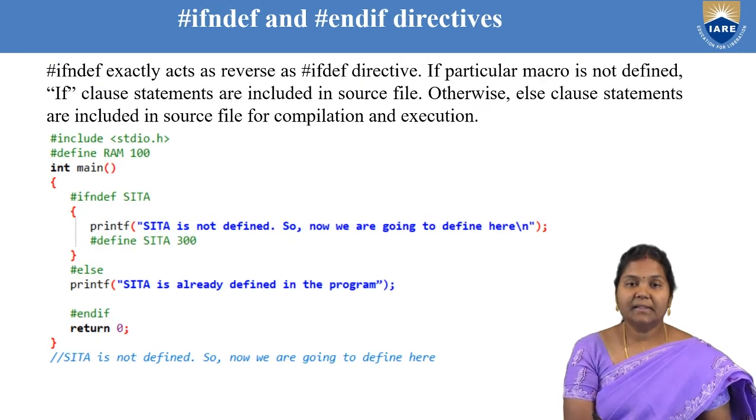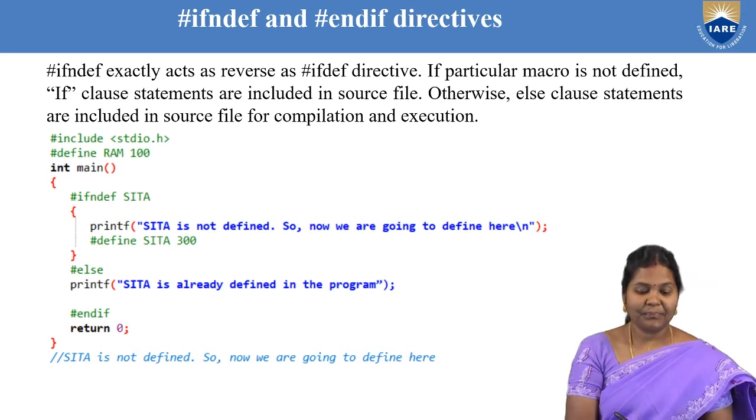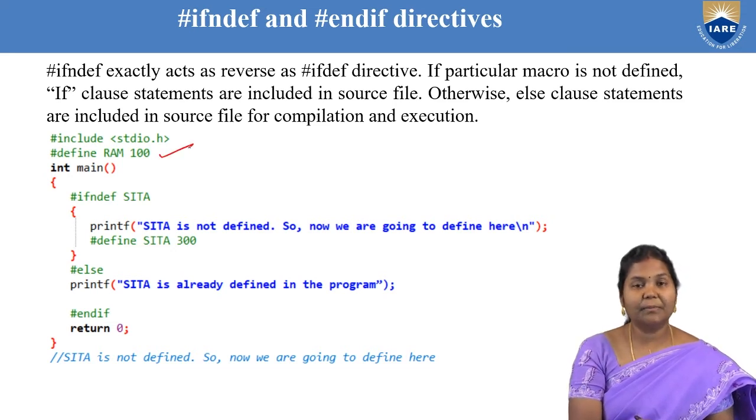Now, the next category of conditional compilation is the #ifndef and #endif directives. #ifndef works exactly as the reverse of #ifdef. That means if it is not defined, then what do you have to do? If it is defined, then it will go to the else part. So, if a particular macro is not defined, then the if clause statements are included, otherwise the else clause statements are included for compilation. Now, you can see a similar example, #define RAM 100. So, we have defined one macro.